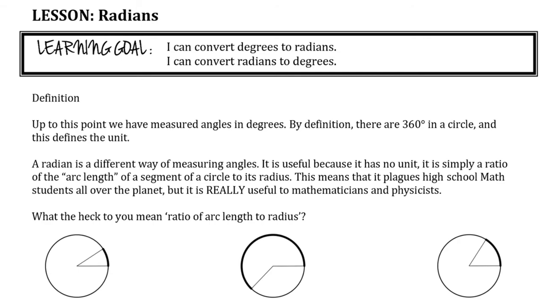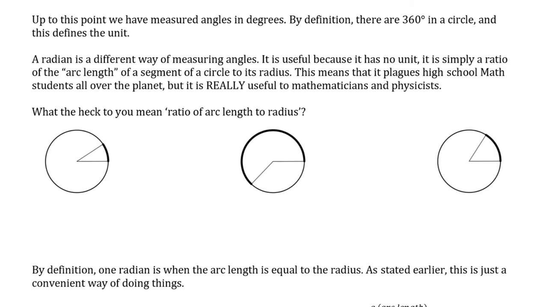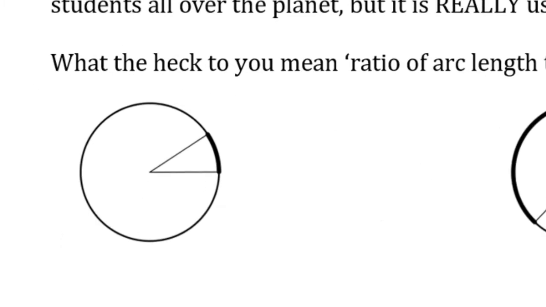So what the heck do we mean by ratio of arc length to radius? That seems like a strange little phrase and it probably doesn't make a lot of sense. So let's explore it. We're going to do three different ones. So here's our radius, from there to there, right? That's the radius of the circle. Arc length is some kind of length. So you can see that I've marked a thicker black part of this circle. That's our arc length. We're going to call that A.